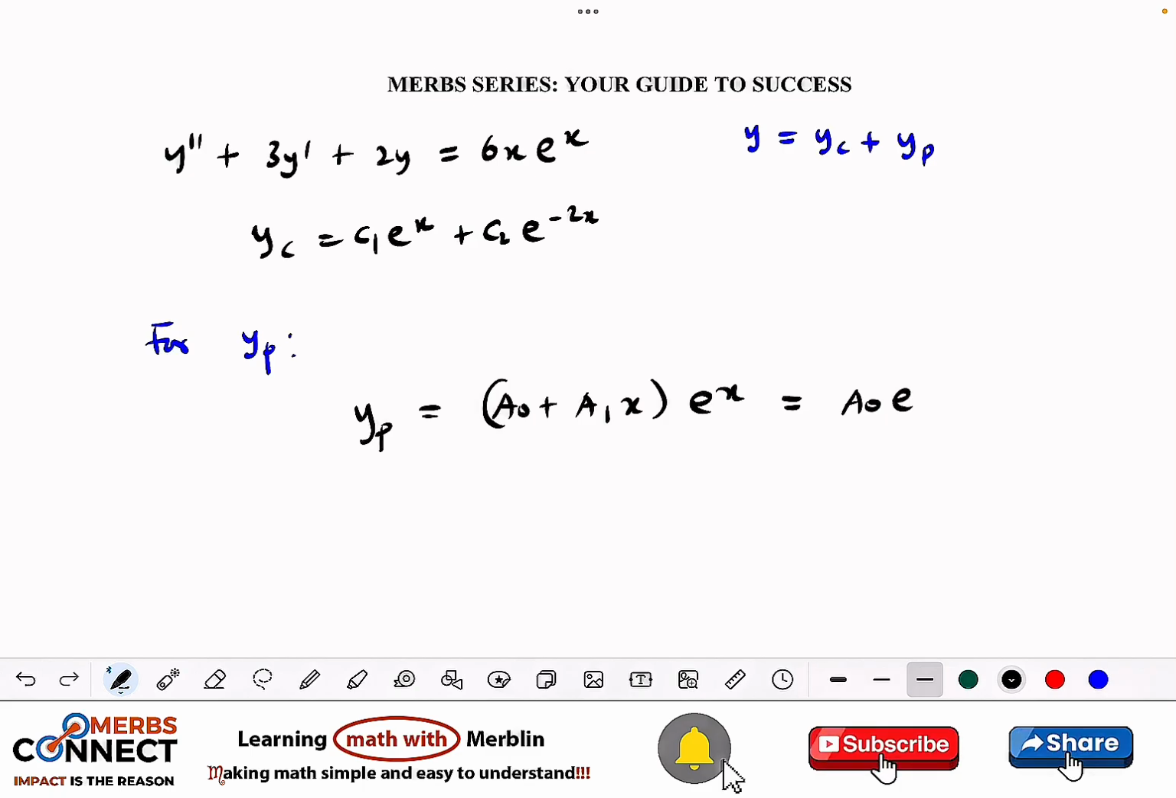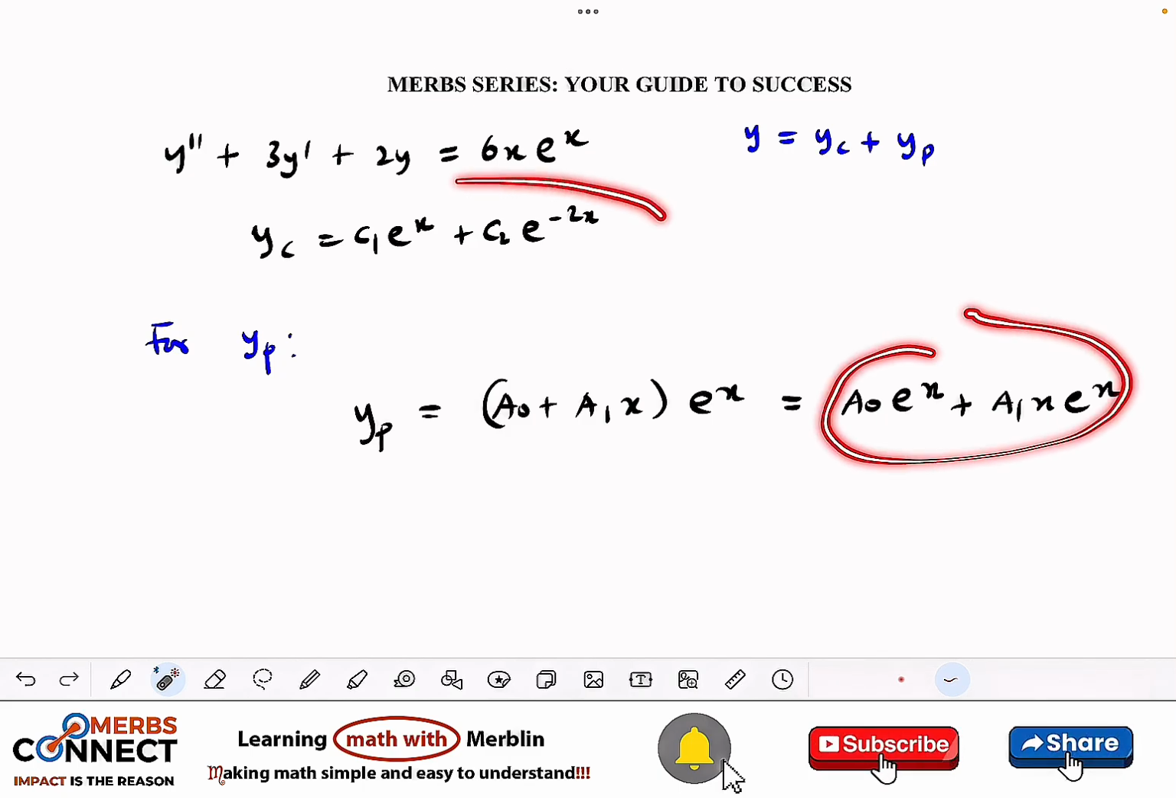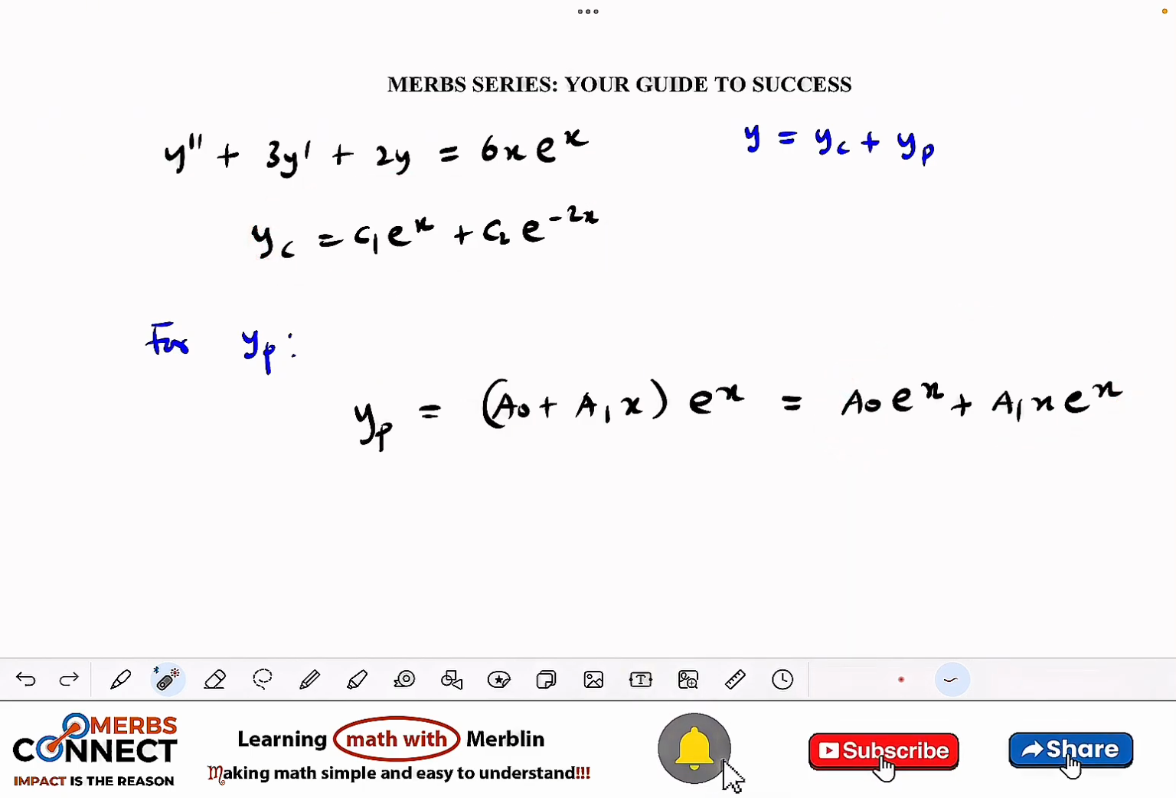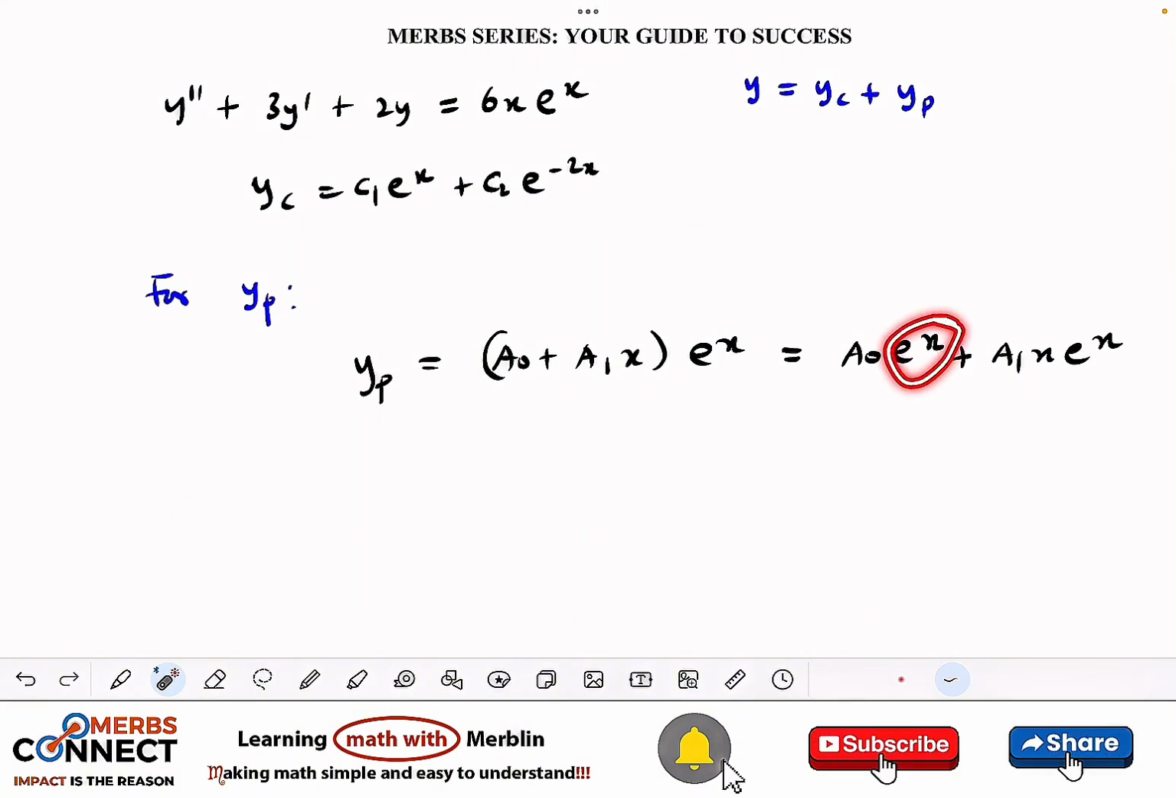A naught e to the power x plus a1 x e to the power x. Now we compare this to the complementary solution to find out if there is nothing the same. So we have e to the power x also here. We have a constant, we have a constant. So basically, because of this and this, we need to modify our trial solution.